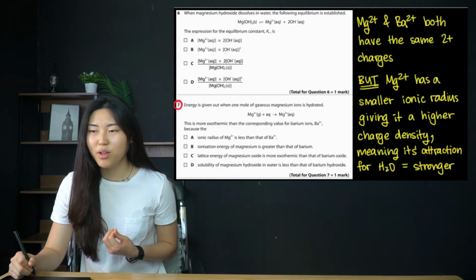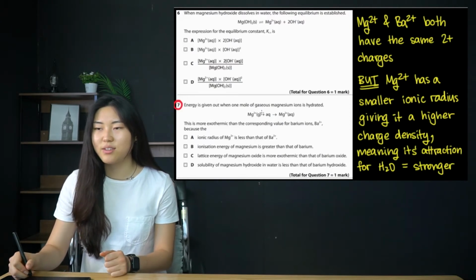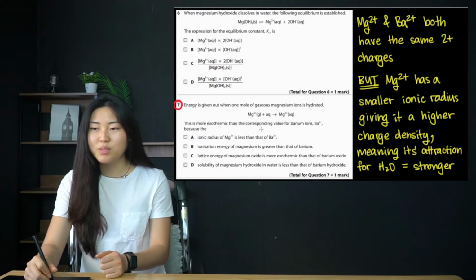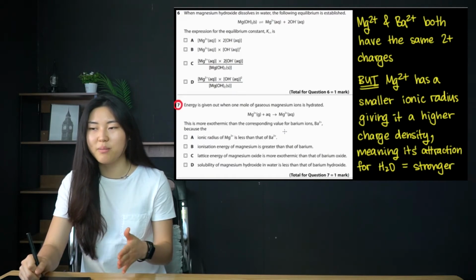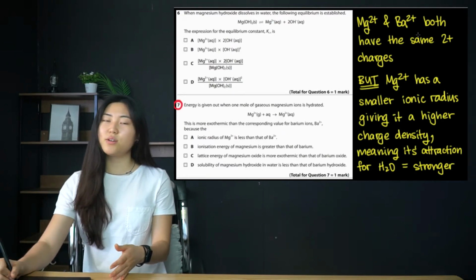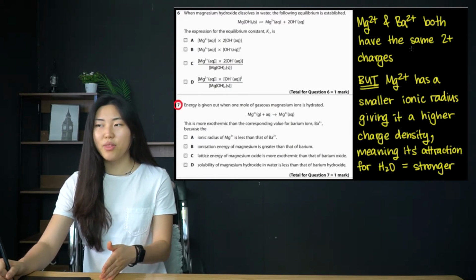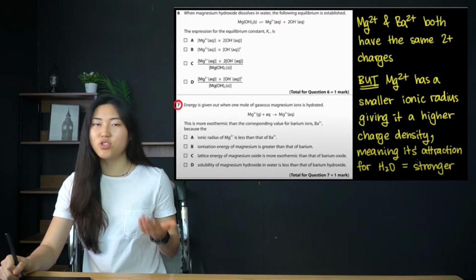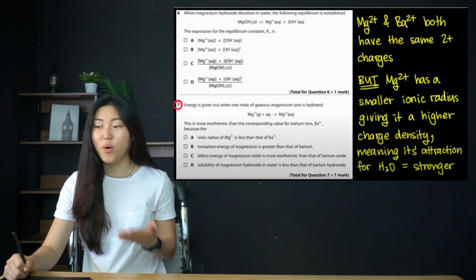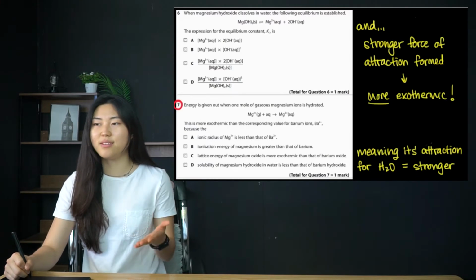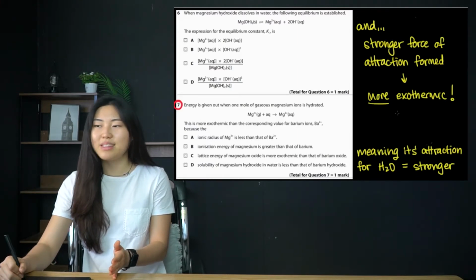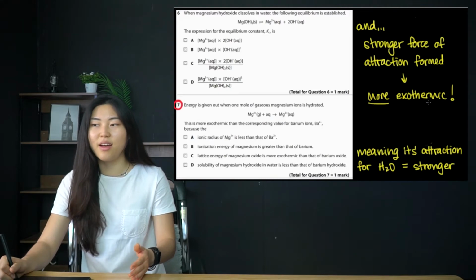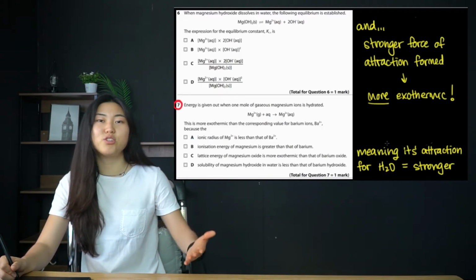Energy is given out when 1 mole of gaseous magnesium ions is hydrated. So we have Mg2+ gas, the gaseous ion being hydrated, becoming aqueous. This is more exothermic than the corresponding value for barium ions, Ba2+, because Mg2+ and Ba2+ both have the same 2+ charge, right? But magnesium 2+ has a smaller ionic radius, giving it a higher charge density, meaning its attraction for water is going to be stronger. A stronger force of attraction formed means the reaction is going to be more exothermic, because exothermic reactions are formations of attractions.